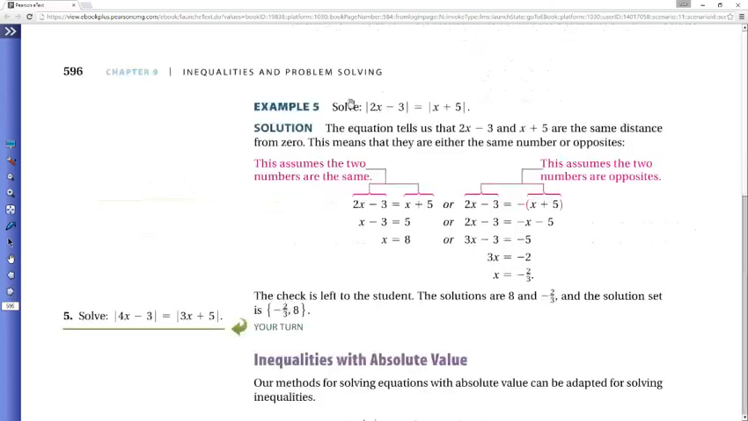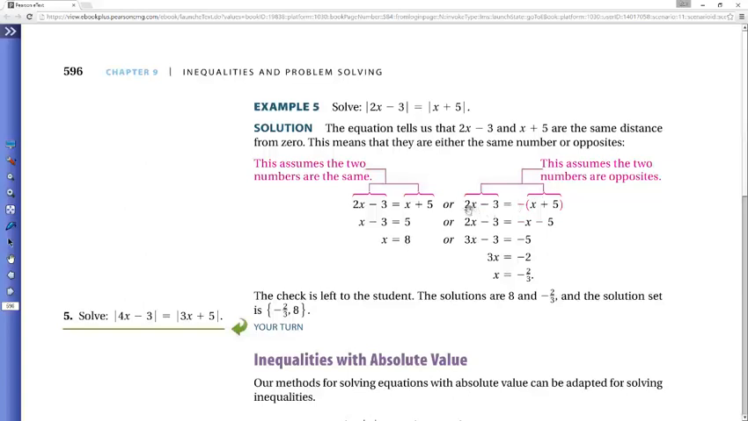So when we get a problem like this, where I have the absolute value of 2x minus 3 equals the absolute value of x plus 5, I can create two equations. Assume that the two of them are the same. I just get rid of the absolute value symbols. I get 2x minus 3 equals x plus 5. Solve that, I get x equals 8.